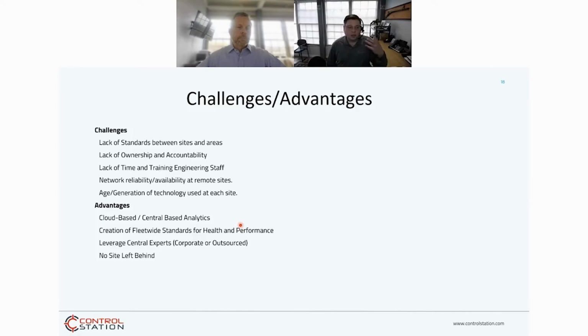Some of the advantages of doing kind of the corporate style, the central based, you can start to really leverage the central data center, cloud-based style. So you can start to bring the data up. You can create these standards. You can leverage central experts, whether the corporate team or the outsourced, right? And so no site gets left behind, right? All the sites get to be brought up together.